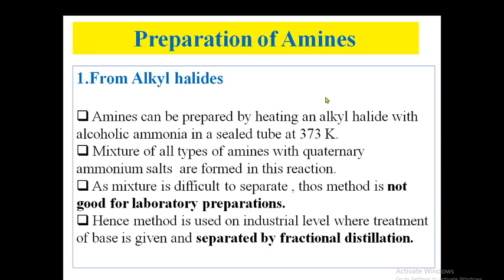For that you have to take the alkyl halide and react it with alcoholic ammonia in a sealed tube at a higher temperature, 373 Kelvin. In this reaction, you will get a mixture of all types of amines along with quaternary ammonium salts. So you will get the primary amine, secondary amine, tertiary amine as well as quaternary ammonium salts.